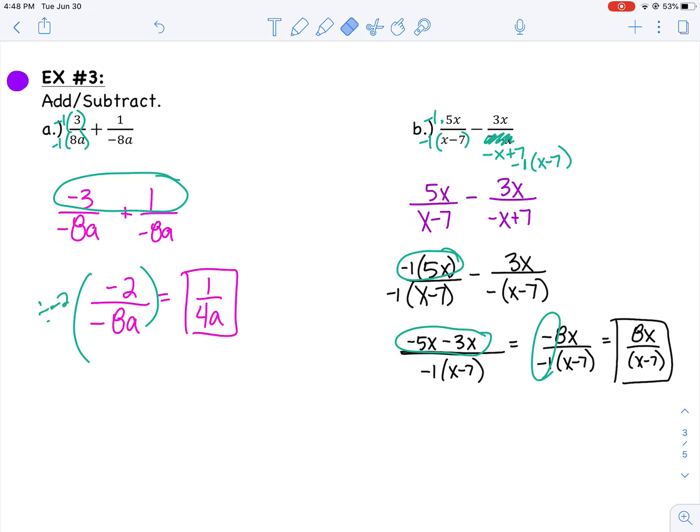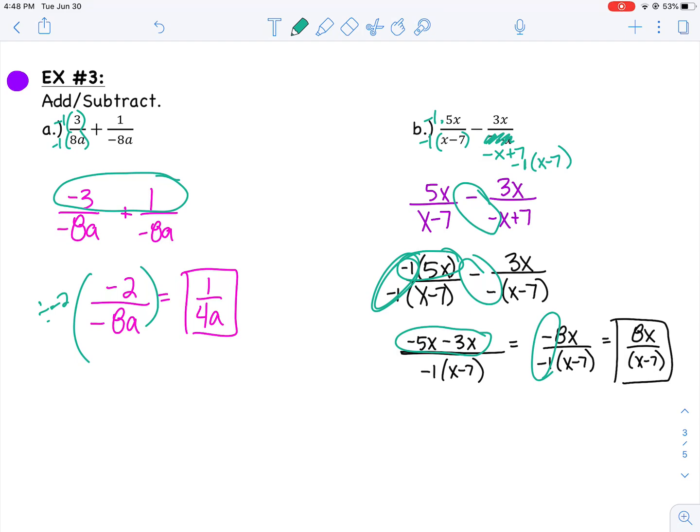All right, maybe some of you saw this, and these two negatives could make a positive, and then you would end up getting the same answer without having to worry about that negative in the first fraction. You can try it that way if you'd like, but you should still end up getting the same answer, a positive 8x in the numerator and an x minus 7 in the denominator. Nothing else can be factored, so it looks like that's our final answer for that one.